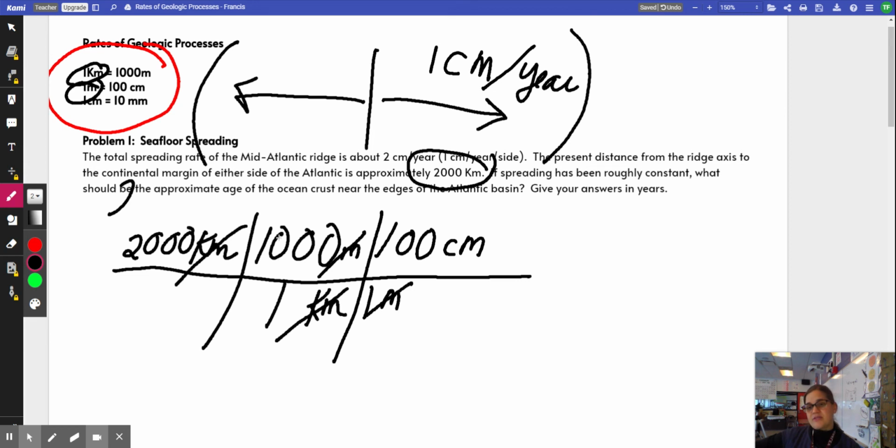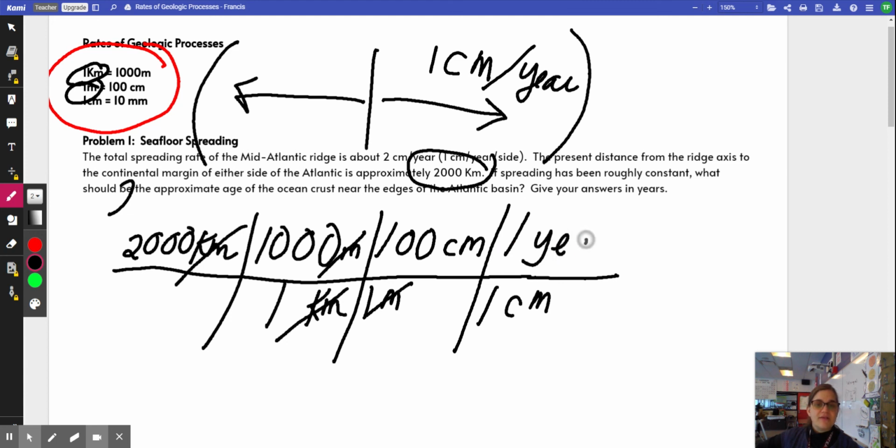So far we have 2,000 times 1,000 times 100. We've got to extend this just a little bit more. We're trying to get to years. And this up here is a conversion factor. It says for every 1 centimeter that the seafloor spreads, there will be 1 year that passes by. So down in the denominator, I'm going to put centimeters right here: 1 centimeter equals 1 year. That's something I got from the problem. Now centimeters and centimeters will cancel out, and the only unit I have now is years.